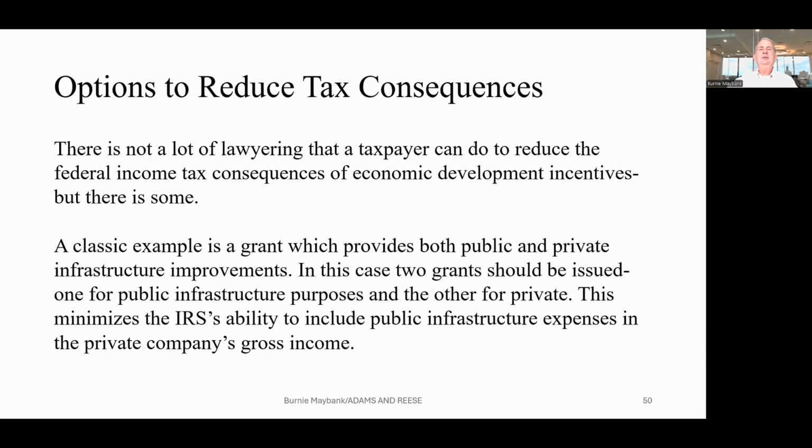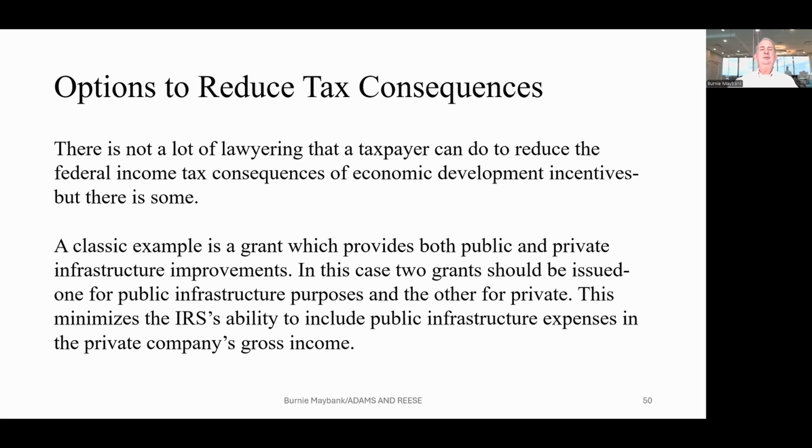So how do you reduce the tax consequences? There's not a whole lot of lawyering or structuring that a taxpayer can do to reduce the income tax consequences, but there's some. The classic example is a grant which provides both public and private infrastructure improvements. So in this case, two grants should be used, one purely for the public infrastructure purposes and the other for private infrastructure purposes. If you do one grant, you run the risk that the government is going to include the public infrastructure expense funding as taxable to the private corporation.